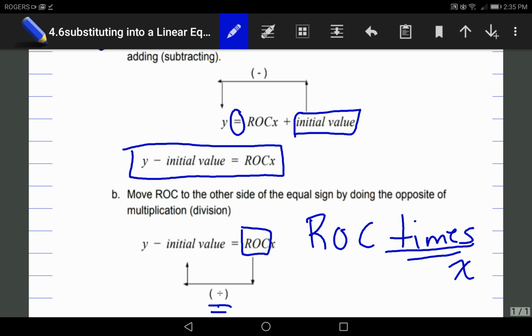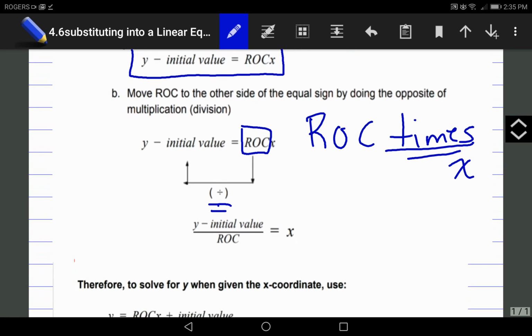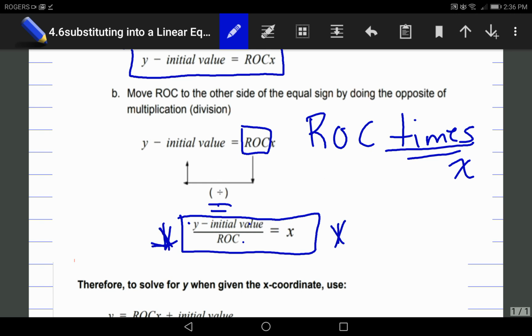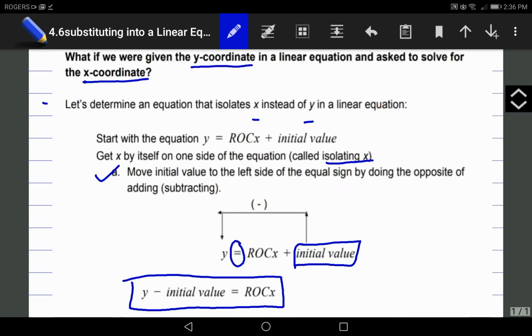Okay? So you end up getting a final equation that solves for x that looks like this. So remember, you'll be given the initial value, you'll be given the rate of change, and now you'll be given y as well, which will now allow you to solve for x. Okay, so this formula you need to know how to use. We're going to be using that throughout this lesson. So we're going to be using this equation up here.